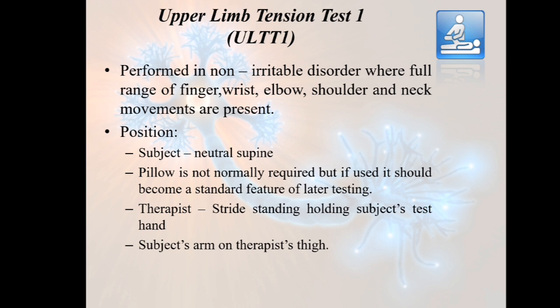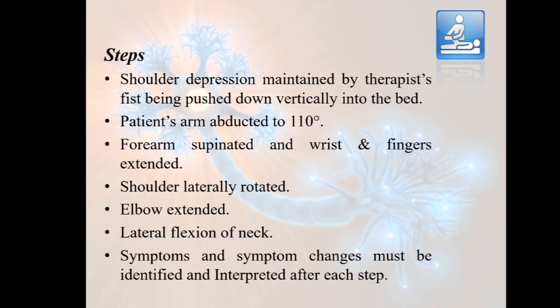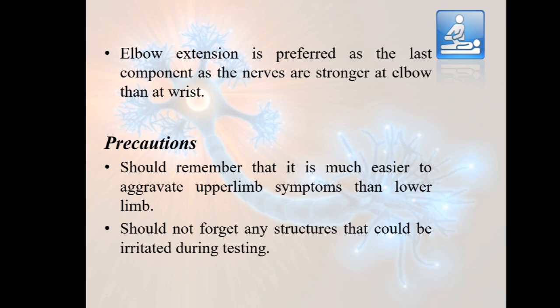Basically in tension test 1, the subject position is neutral and the therapist stands holding the hand, with the subject's arm on the therapist's thigh. While maintaining the depression at the shoulder, the patient's arm is abducted to 110 degrees, forearm supinated, wrist and fingers extended, shoulder laterally rotated, elbow extended, and lateral flexion of the neck. Symptoms and symptom change must be identified. Also, elbow extension is preferred as the last component, so precaution should be taken.